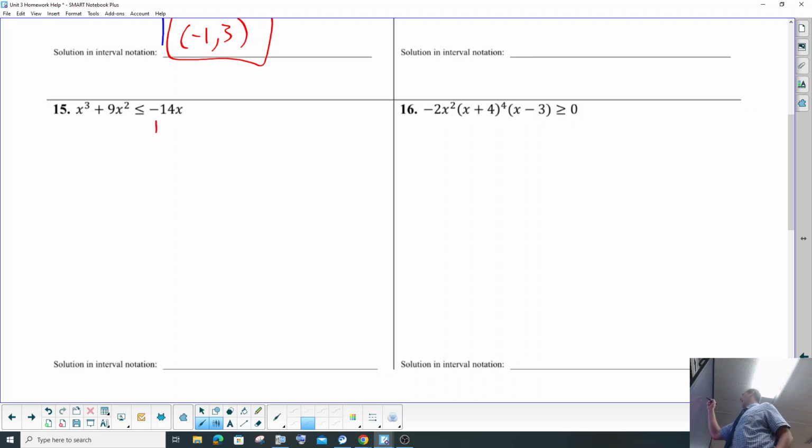So I'm going to go ahead and add 14x to this side. Get everything to the other side. Isolate the 0. Get the 0 on the right, everything else on the left. So we add that, so that's less than or equal to 0. Good, that's what we wanted.